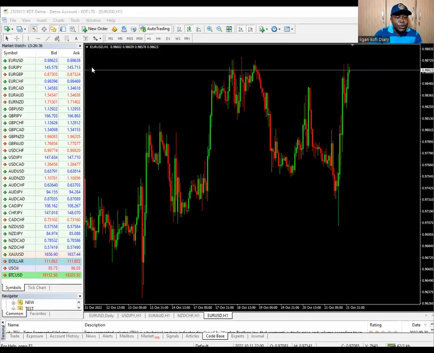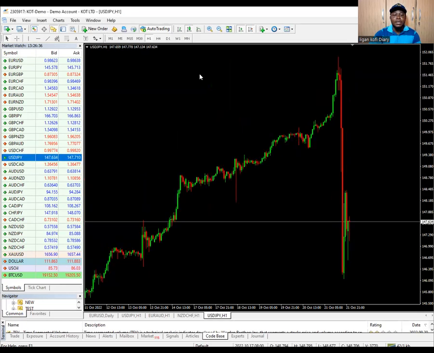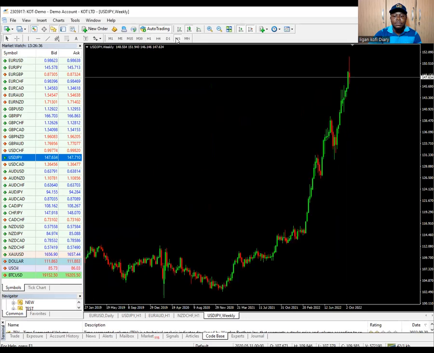MT4, where are you? Let's look at something on the MT4 quickly. This is the MT4. Now, on the MT4, let me bring USD JPY. USD JPY. This is 1 hour time frame. Let me go on the weekly time frame so that you see something. USD JPY on the weekly time frame. Look at it. USD JPY has been bullish. The reason is because the banks were bullish on USD and bearish on JPY.